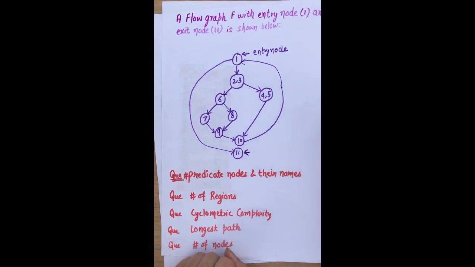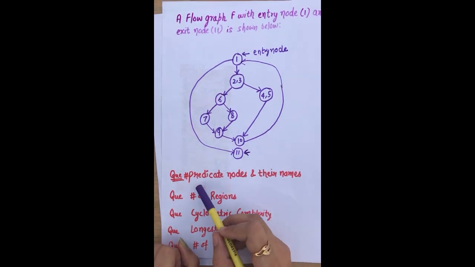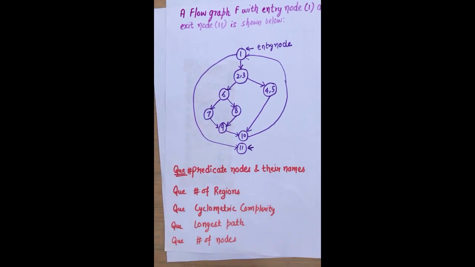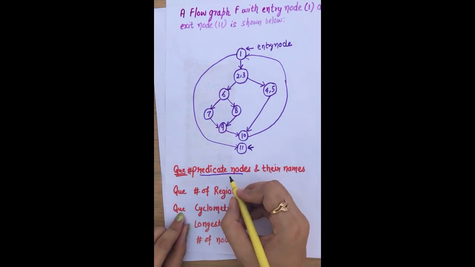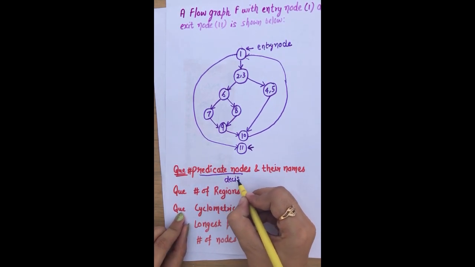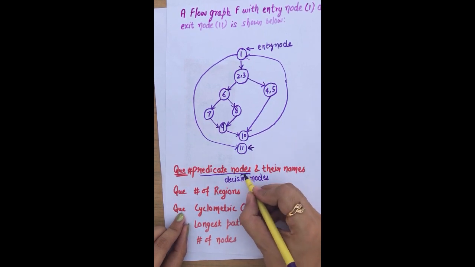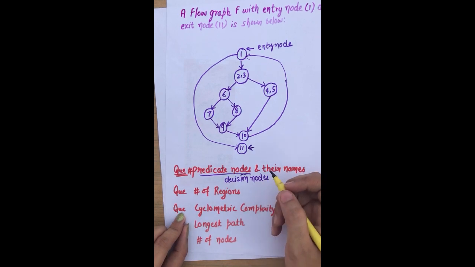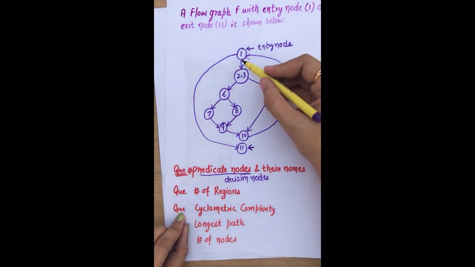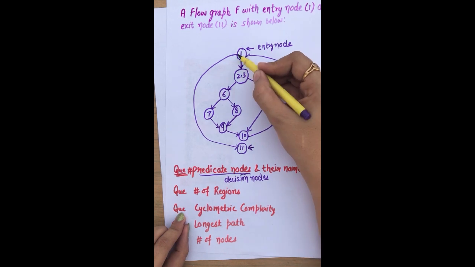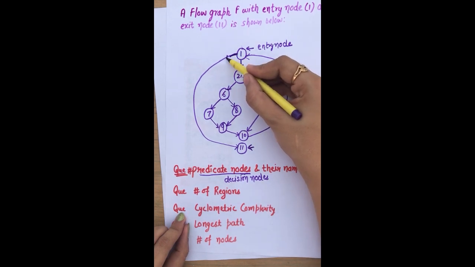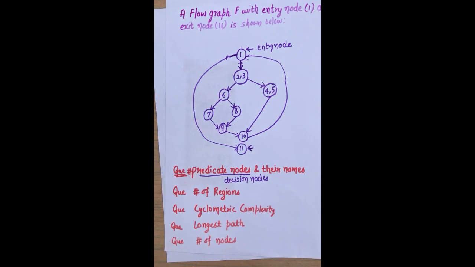Now we will move to the questions. Our first question is the number of predicate nodes and their names. What is the meaning of predicate nodes? Predicate nodes mean decision nodes, the nodes where a decision is taken. Look at the flow graph. Here we see at node 1 there are two edges associated with it.